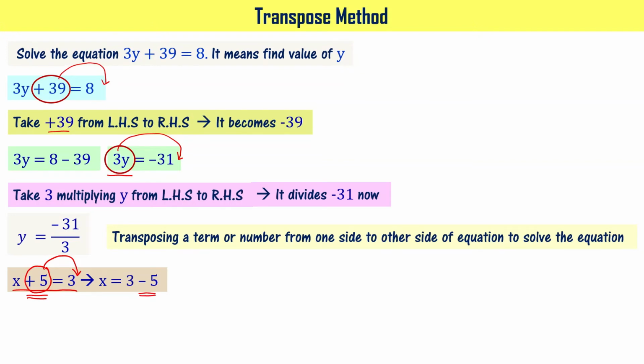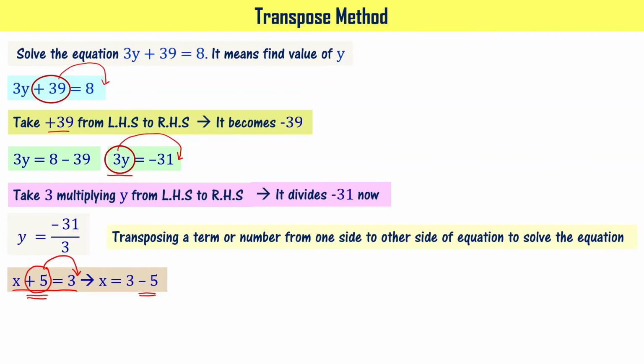In both the cases, x plus 5 equal to 3 is essentially exactly equal to x equal to 3 minus 5. The equation is not getting changed. We are transposing certain terms from one side to the other side, right?